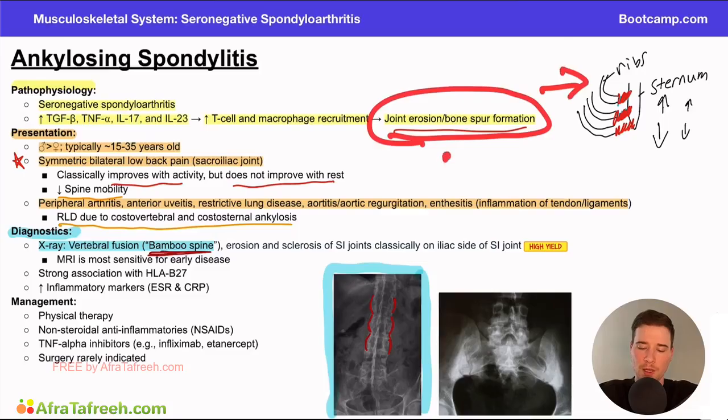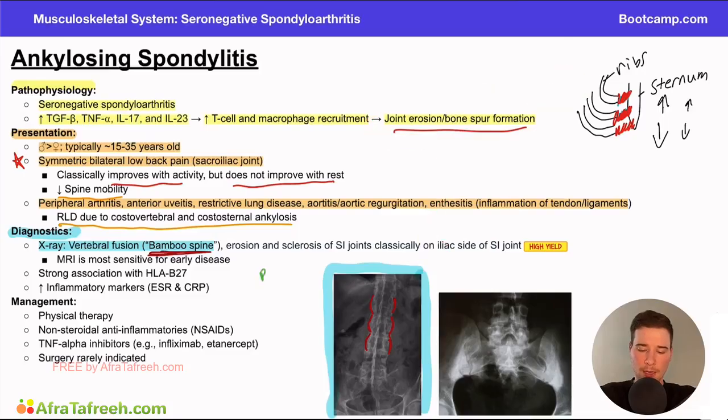We saw it here in the ribs. Now we're seeing it here in the spine. The idea here is that this kind of looks like a piece of bamboo. Whereas in a piece of bamboo, there appears to be fusion between much smaller segments as you go down the area. Also important to know that you can see erosion and sclerosis of the SI joints, classically on the iliac side of the SI joint.